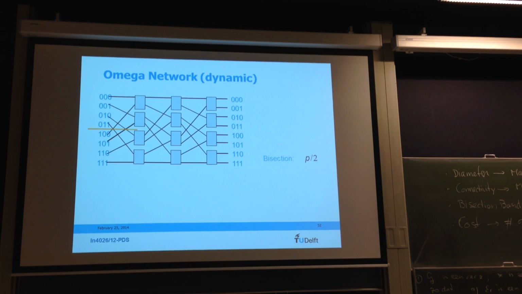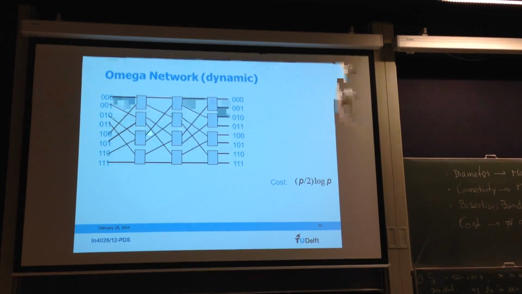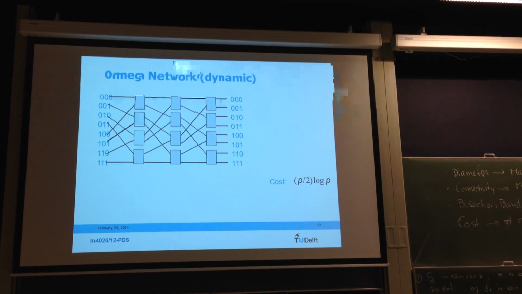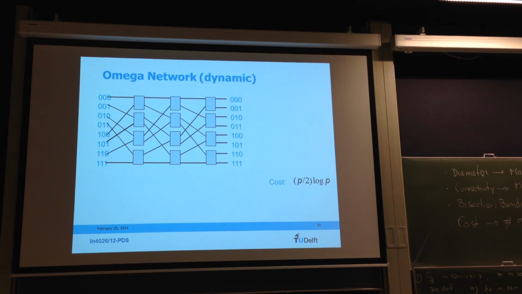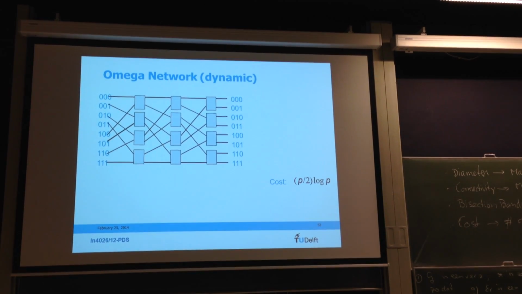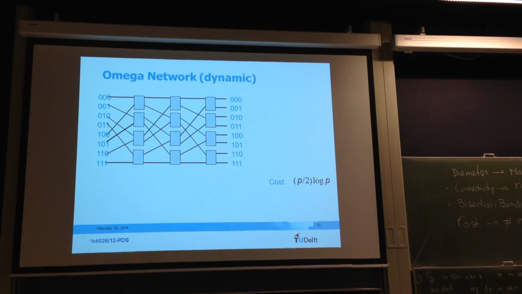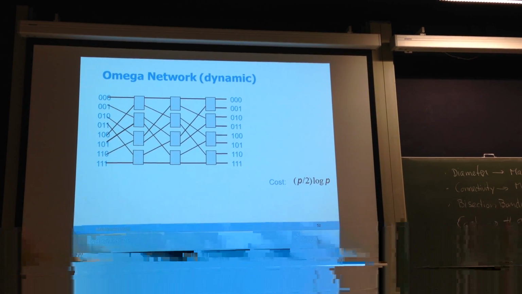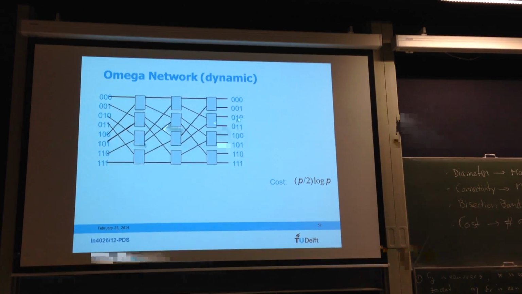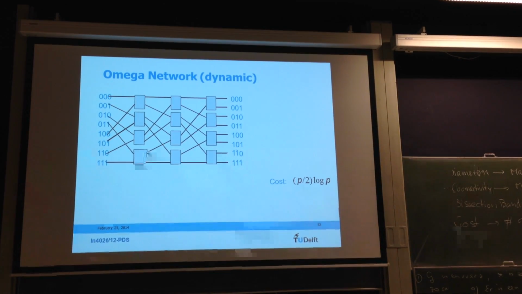And the last one is the cost, which is somewhat more complicated, but that's just p divided by 2 times log p. So that's nice, right? This omega network is kind of similar to our hypercube. It has a diameter of log p. It has a reasonable cost function, p log p.